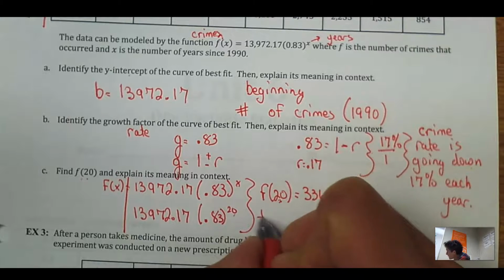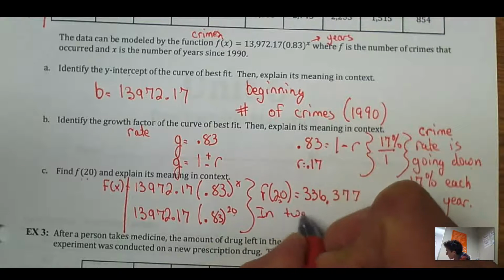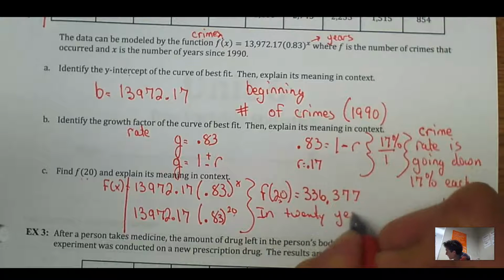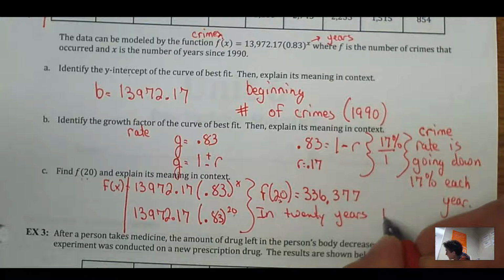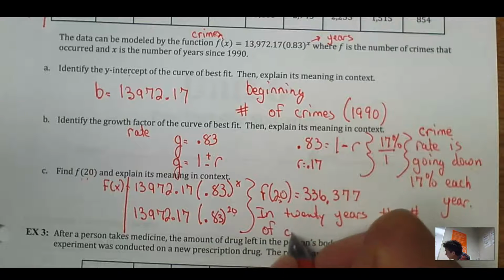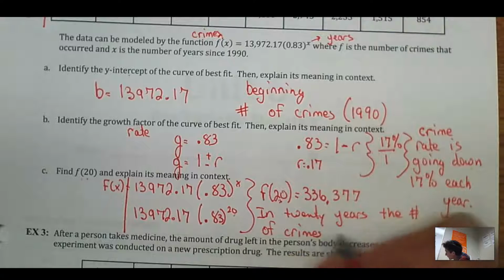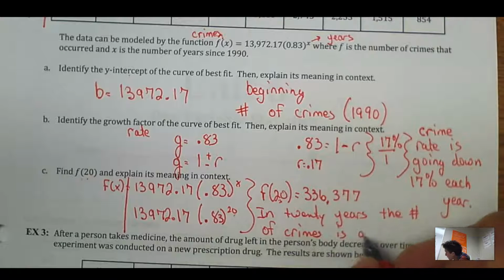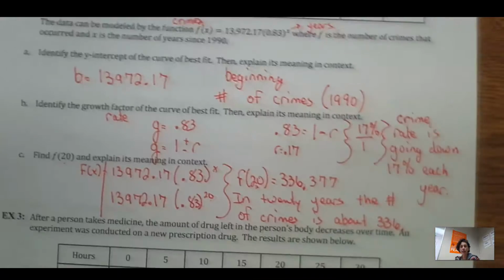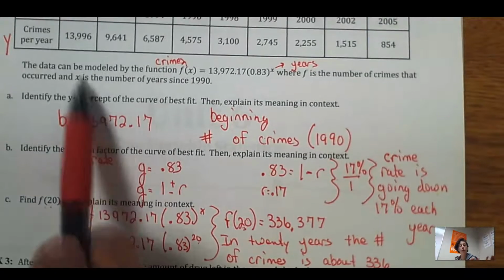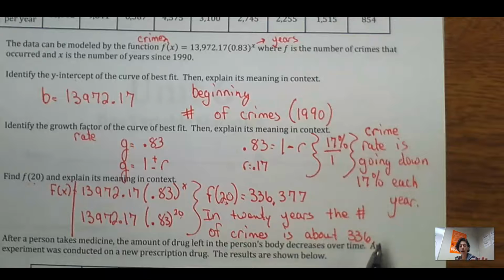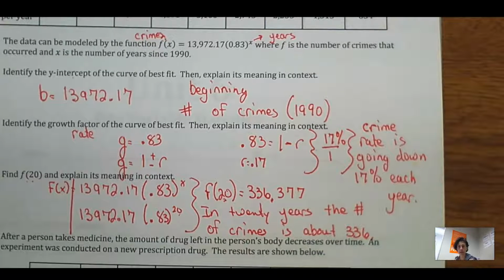So in 20 years, the number of crimes is about 336. So now in 20 years, I was having almost 14,000 crimes per year, but now we're only down to about 336 crimes after 20 years.